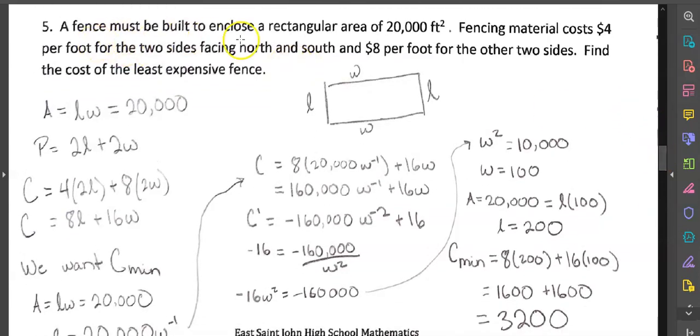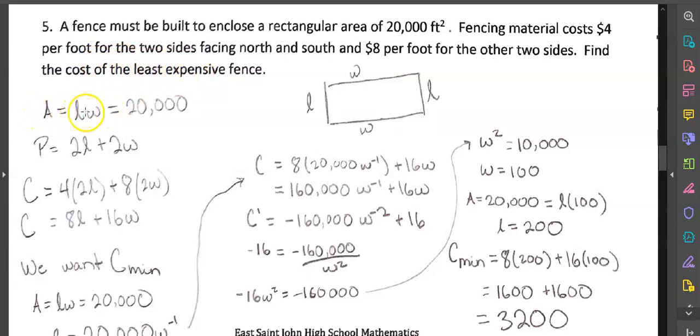Now we're trying to build a fence to enclose a rectangular area, so there's no river this time, we just have a traditional rectangle. The fencing material costs $4 per foot for the 2 sides facing north and south, and $8 per foot for the other 2 sides. Find the cost of the least expensive fence. So we're trying to minimize the cost this time. We want the least expensive fence.